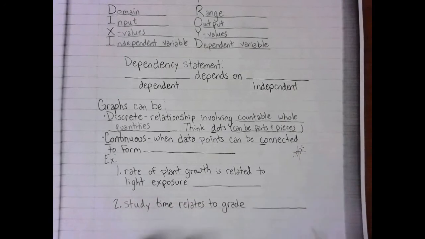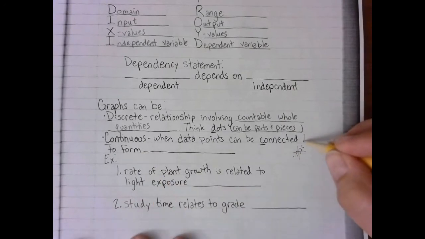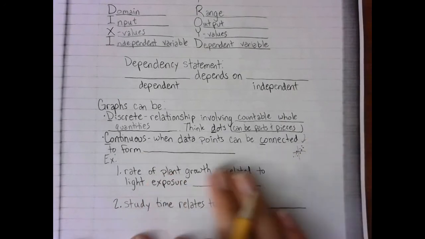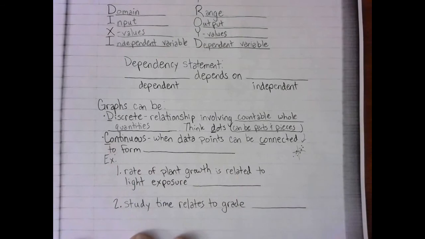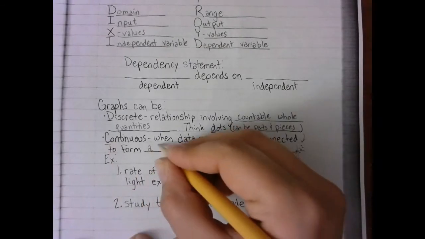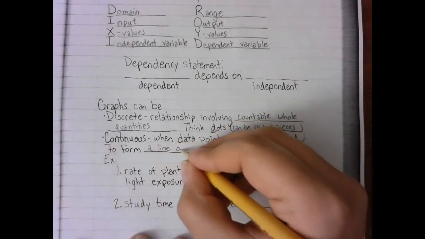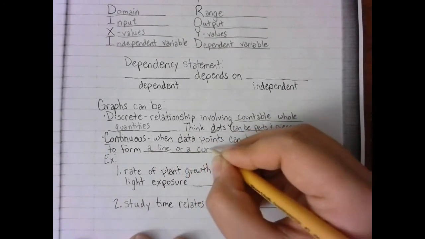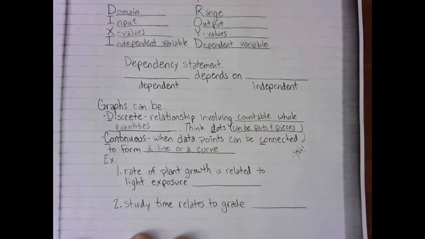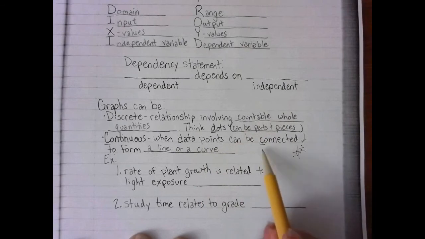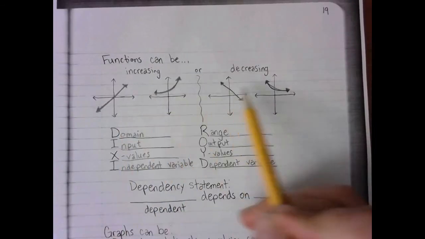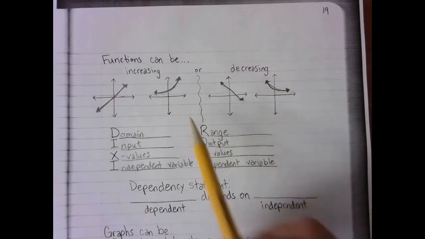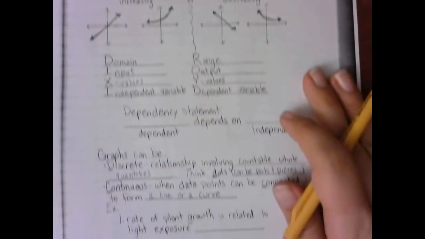Okay. Continuous, that's when your data points can be connected. So when you see continuous, think connected. Both begin with C. And they're going to form a line or a curve. So when I say continuous, think connected. And in fact, if you look back up here, these are all continuous. Because notice how it's all connected. We don't see any dots.